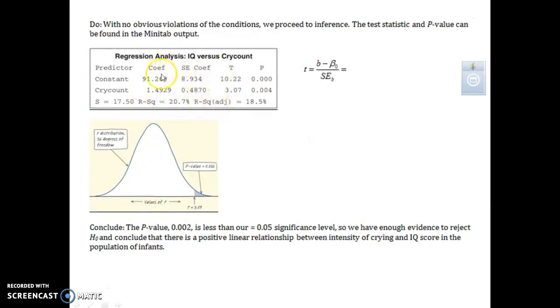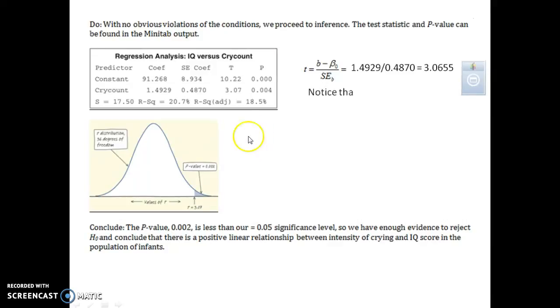Okay, so here is our regression output. Just a reminder of what our formula looks like. We take 1.4929 minus our hypothesized slope, which was just 0, which is usually what it is. Not always. Then we divide by the standard error of the slope, which is given to us right here. We plug that in and get our test statistic, which is 3.0655.